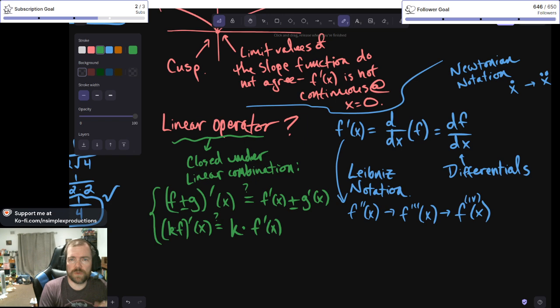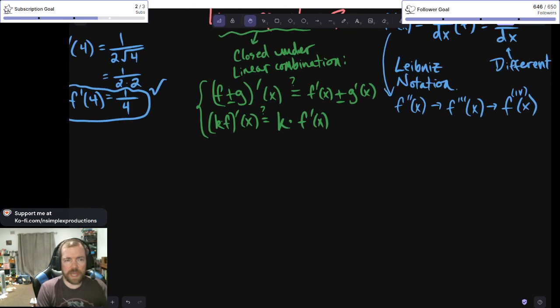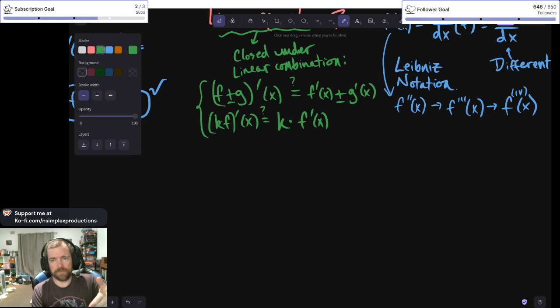So can we do a linear combination? Can we add and subtract stuff? And can we multiply them by constants? And still get the same thing.